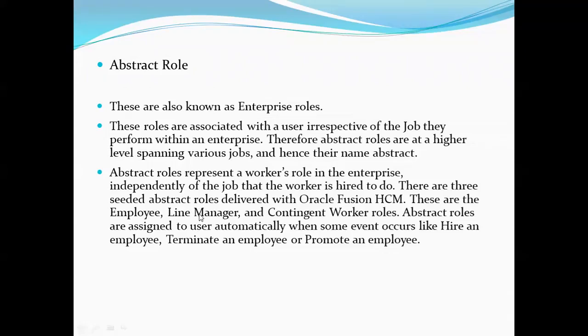Line manager is like this: I am an employee, my name is A, and I have a manager. I need a timesheet approver in order to approve my timesheet, and my manager is B. Whichever manager approves timesheets, we call them the line manager. A contingent worker is a contract employee for an organization.